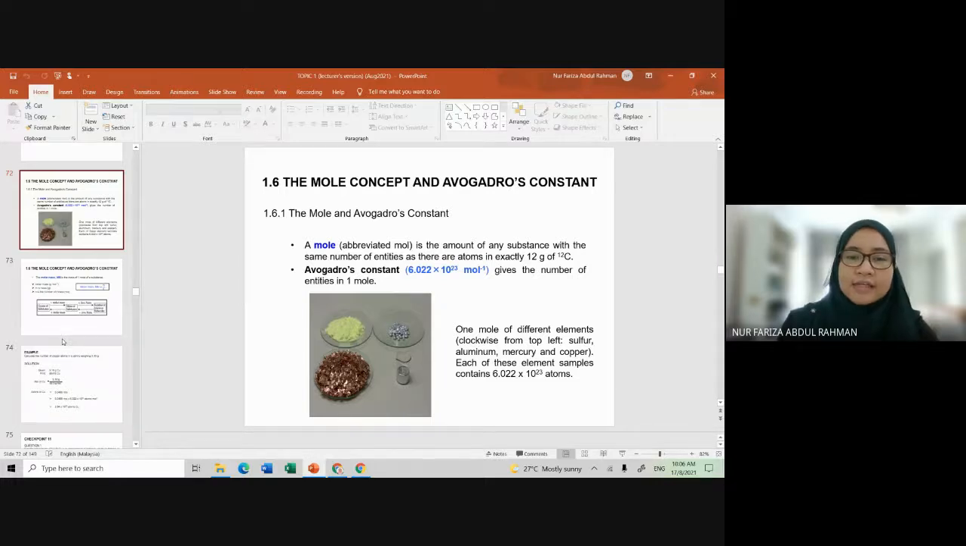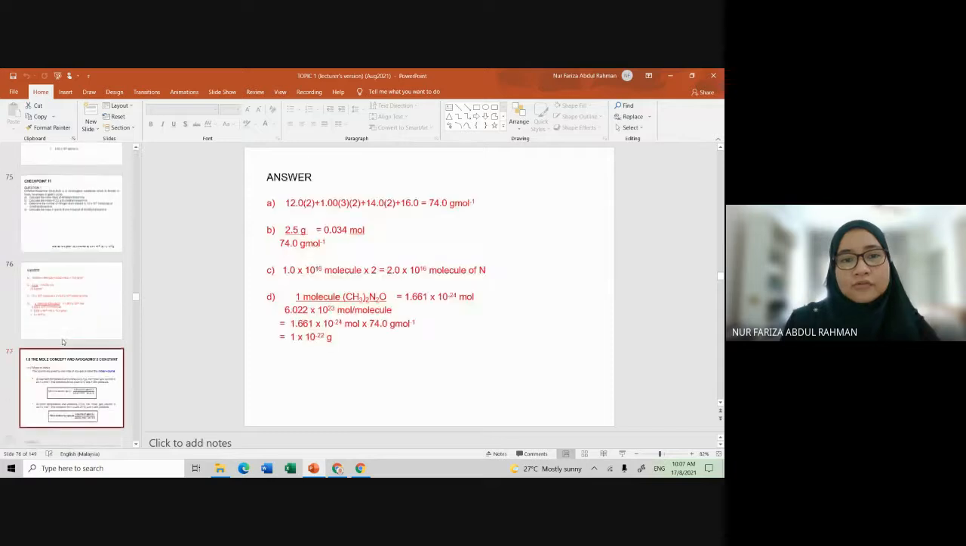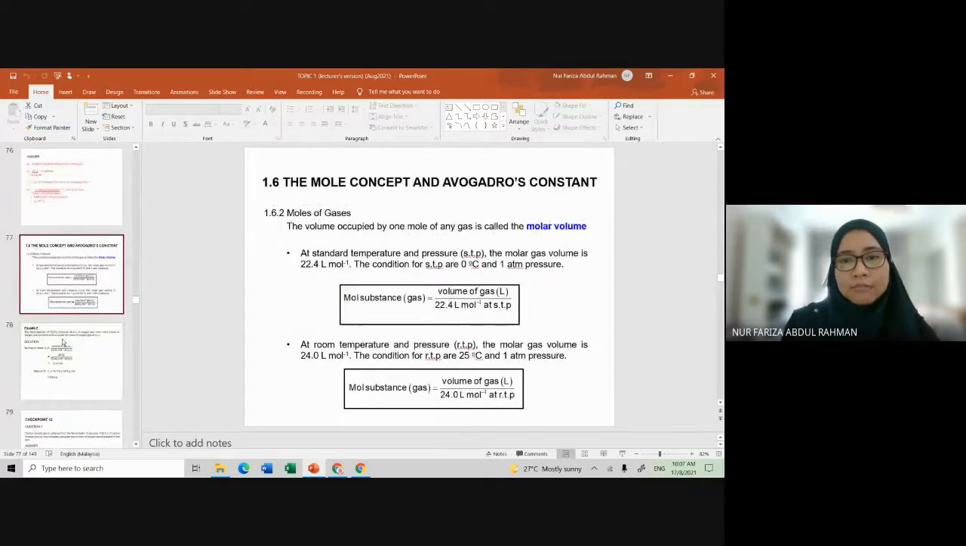And then secondly, we also have molar mass. That means for 1 mole of a substance, the mass is equal to its relative atomic mass. The mass is for one mole of substance. And you have also learned the molar volume of gases, the volume for 1 mole of gases.